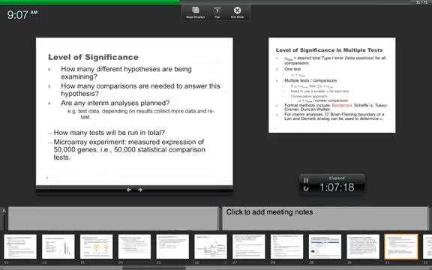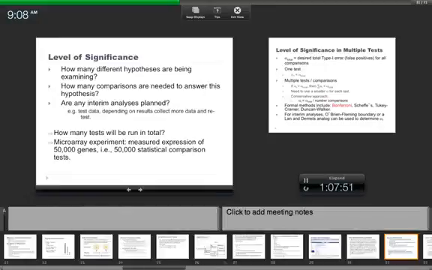So how do you correct for that? You change the level of confidence to accept to reject the null hypothesis. So how many different hypotheses are being examined? How many comparisons are needed to answer this hypothesis? Are any interim analyses planned? So these questions are the issues that would affect what level of significance that you should choose as the cutoff to reject the null hypothesis.